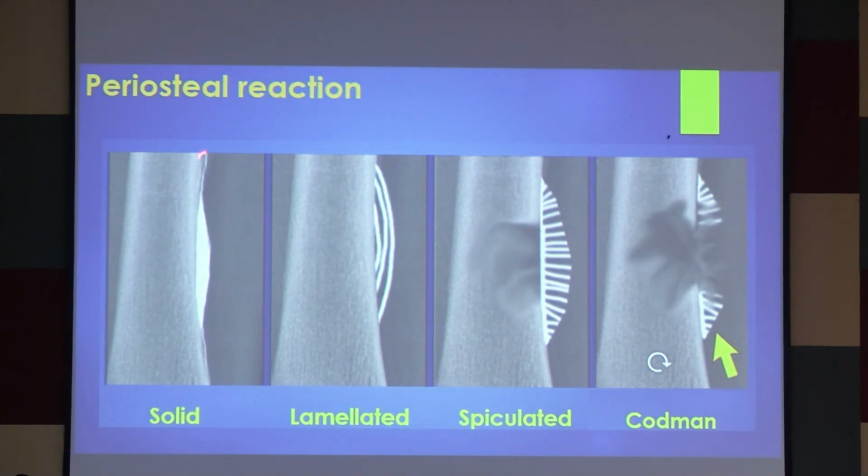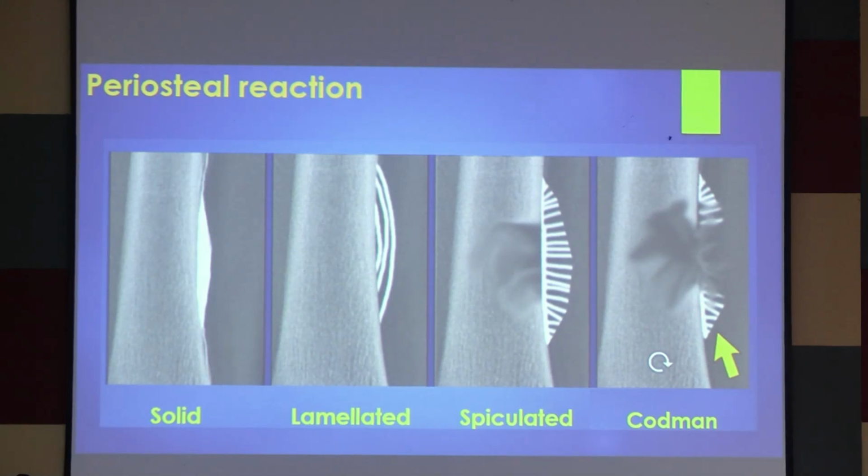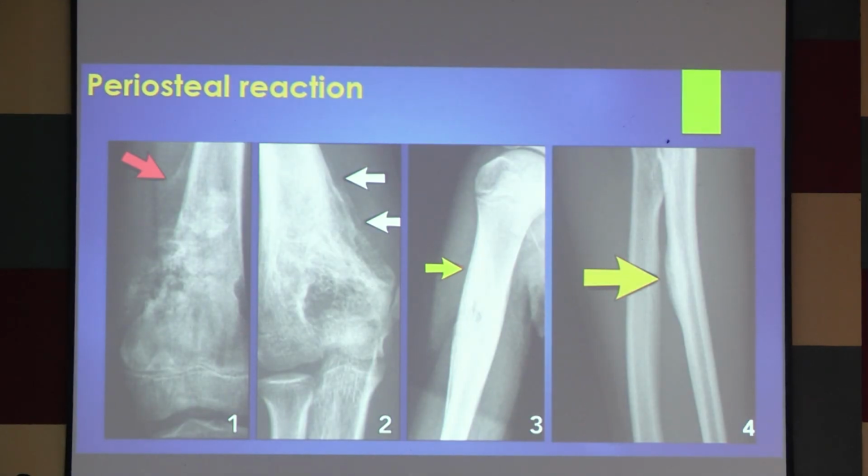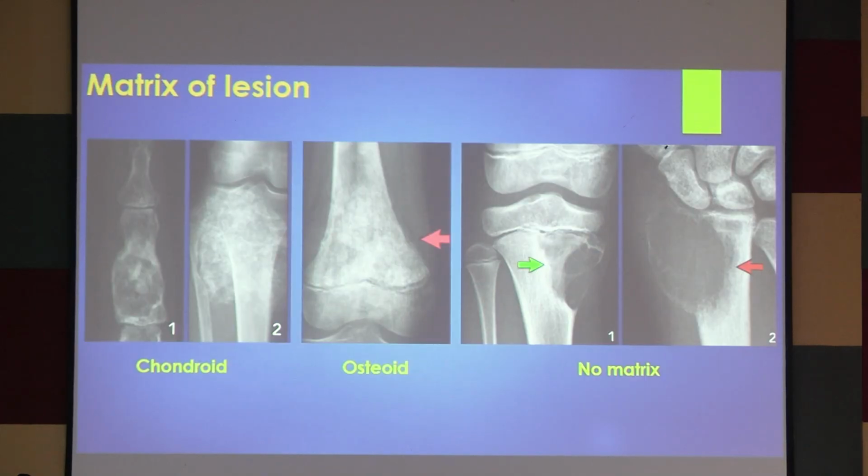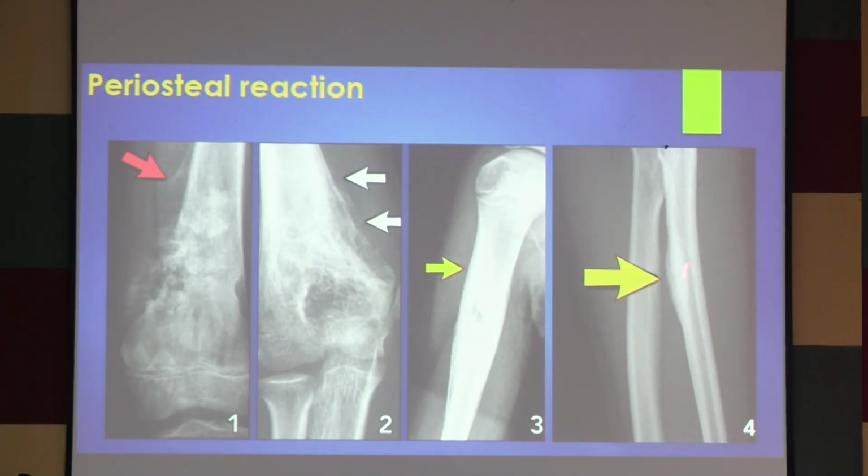Then the periosteal reaction. This is solid, lamellated, usually Ewing sarcoma, osteomyelitis, spiculated in Codman, osteosarcomas, and rarely in Ewing sarcomas also. Okay, so these are some of the things which we try to see in X-rays. What is this type? It is solid. Then what is this? This looks lamellated. Lamellated means layers of tissue like onion skin.